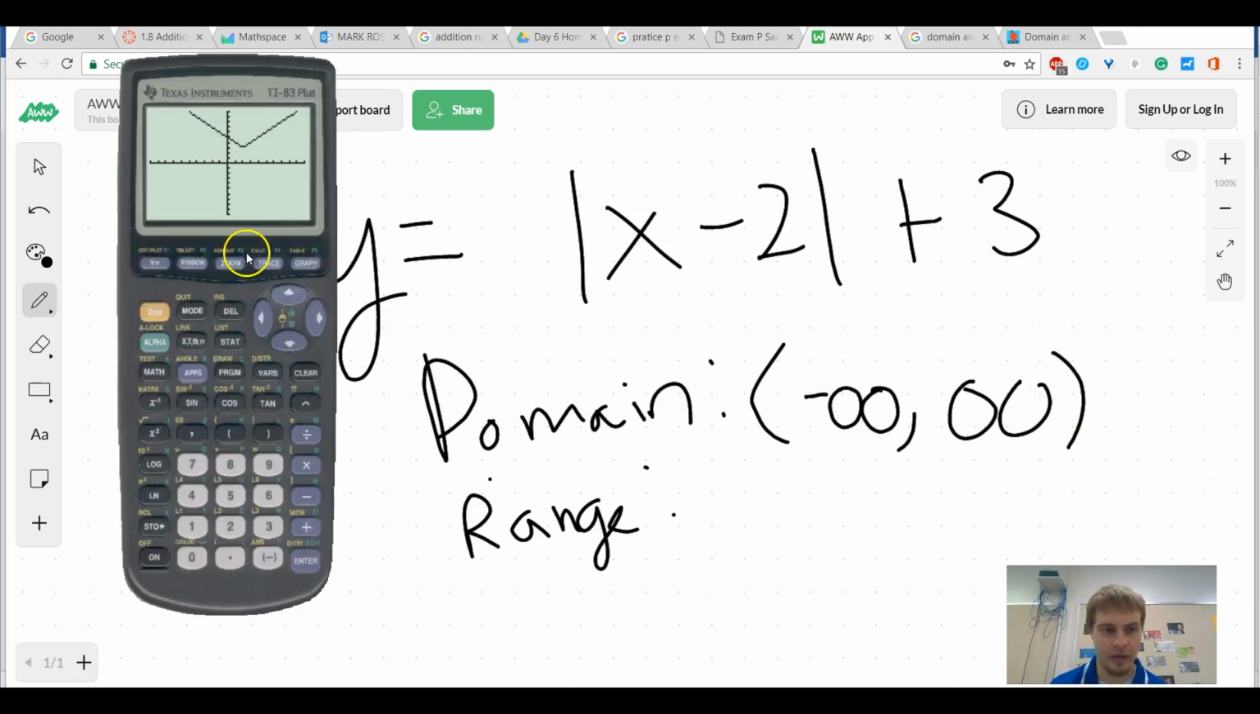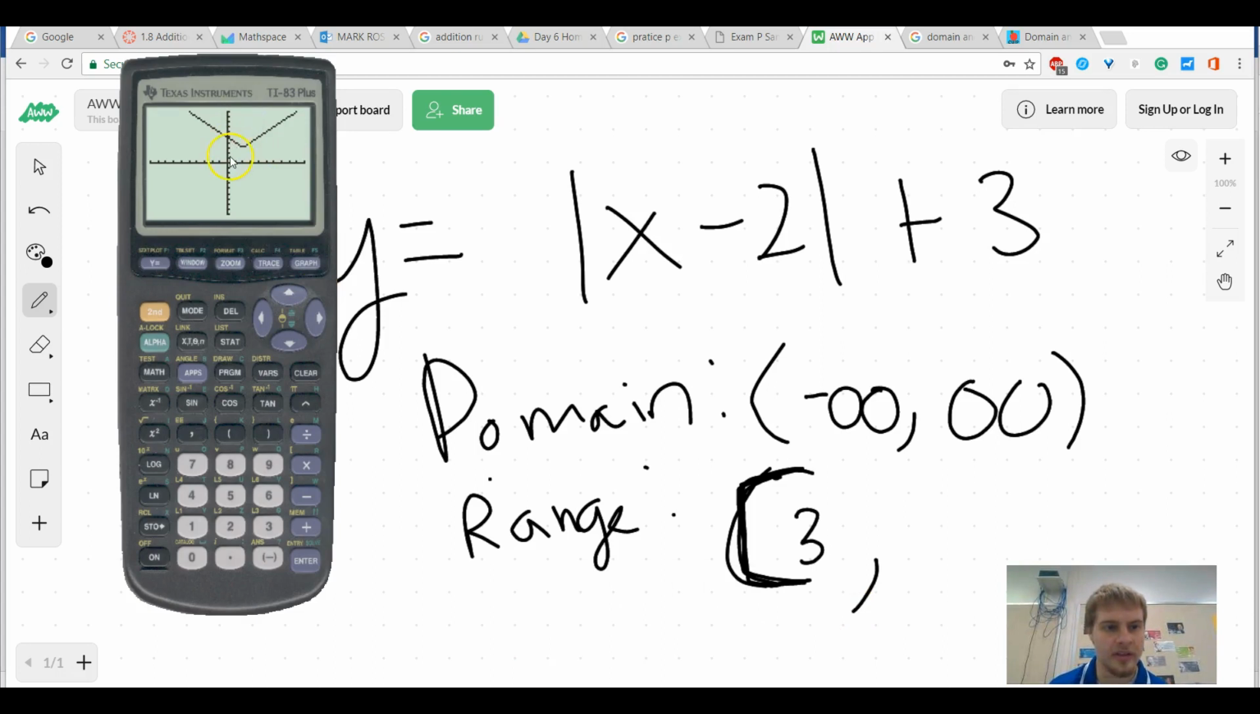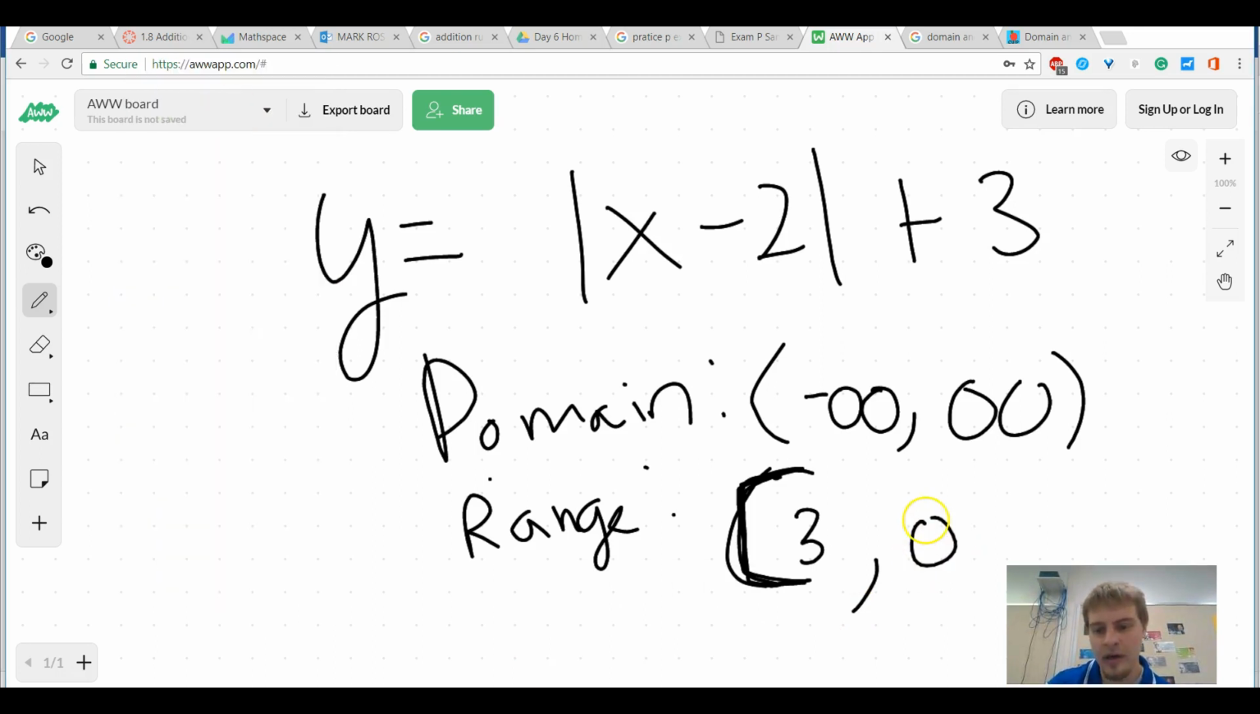We're then going to look at our range. So this thing looks like its smallest value is right here at 3. So for our range, we're going to go, well, that starts at 3. And that's a bracket because I can actually see that point. And then we're going to look and we're going to see how far up it goes. And because it keeps going up forever, that would be infinity.